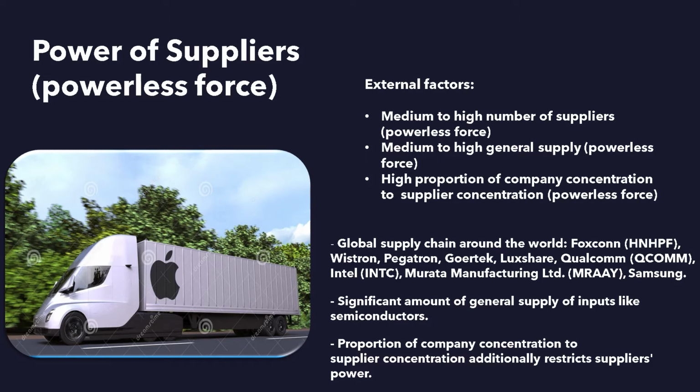Furthermore, Apple has a significant amount of general supply inputs like semiconductors, which make individual suppliers ineffective in forcing their needs on the firm. In addition, the proportion of the company's concentration to supplier concentration additionally restricts the supplier's power and impact in the business. It's only a small amount to a big company like Apple. So the power of suppliers is a powerless force with only minimal concerns for Apple's supply chain management, strategies, originality, and business management.